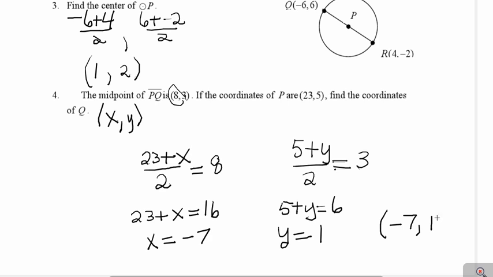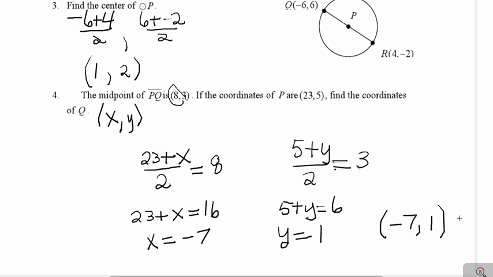So just make sure you read the questions carefully in order to figure out whether you are given the midpoint or whether you're trying to find the midpoint, because this is a slightly different problem and it throws some people off on the quizzes and tests and homework problems. So hopefully you have a better understanding of midpoints.